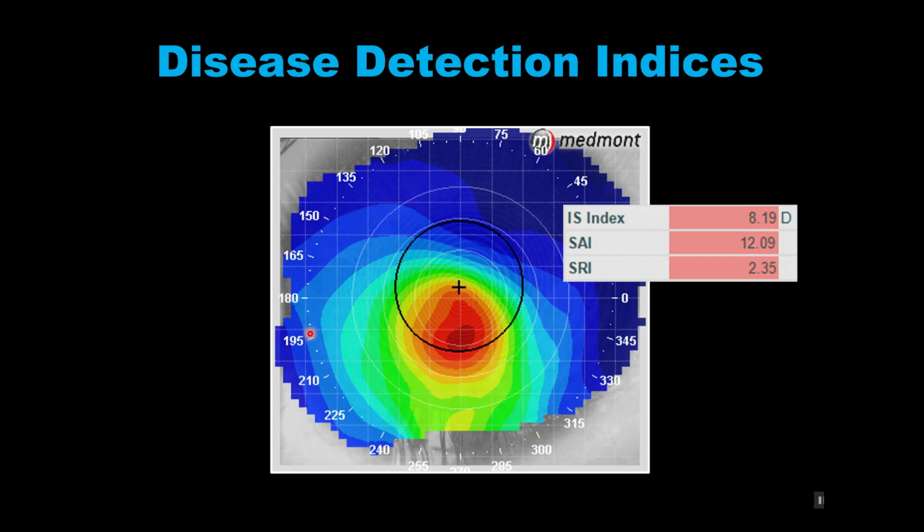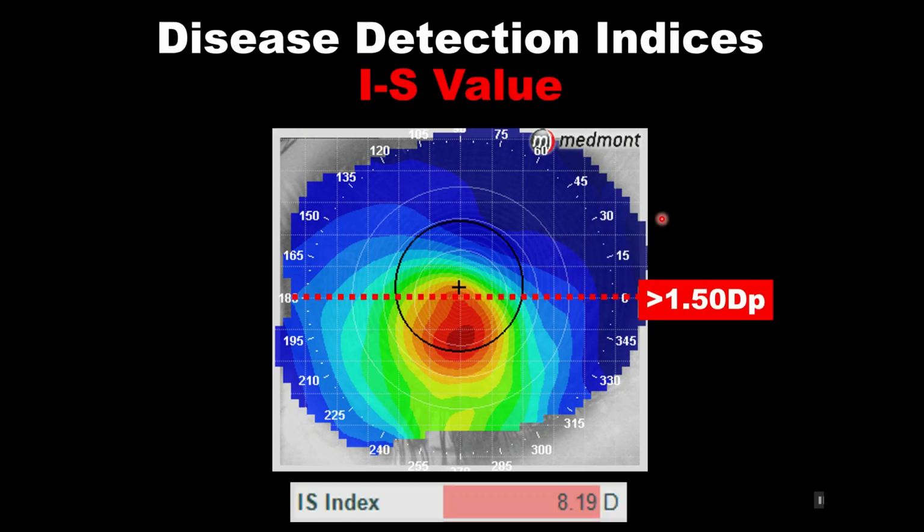Now, the Medmont has disease detection indices, and here we see those principal options, the IS index, SAI, and SRI, all lit up in red, indicating this is abnormal. If these boxes were green, that would indicate normal. If they were yellow, it would be suspect. But the disease detection indices are saying that all three are above the threshold of abnormal.